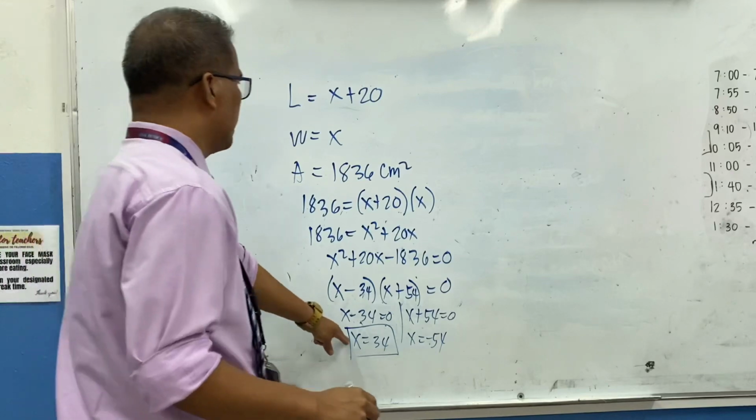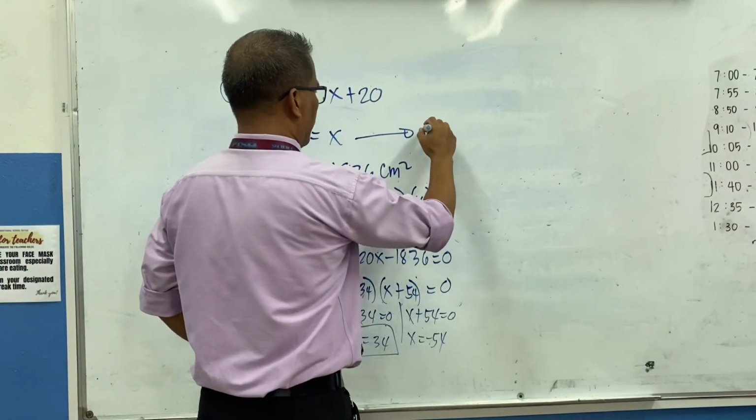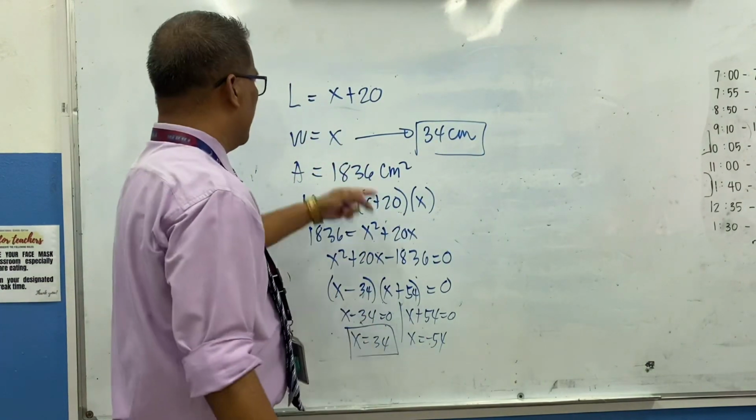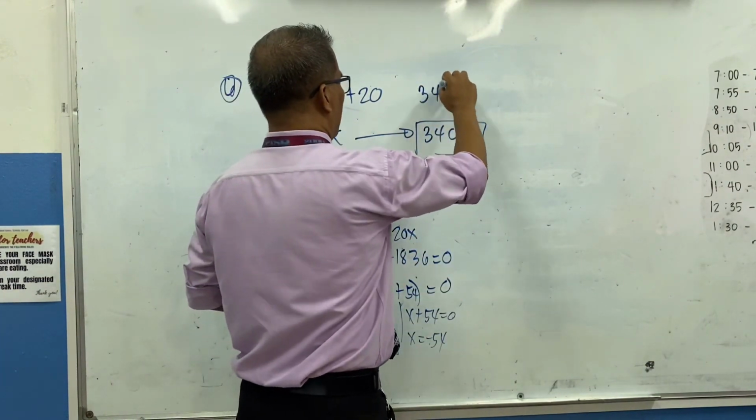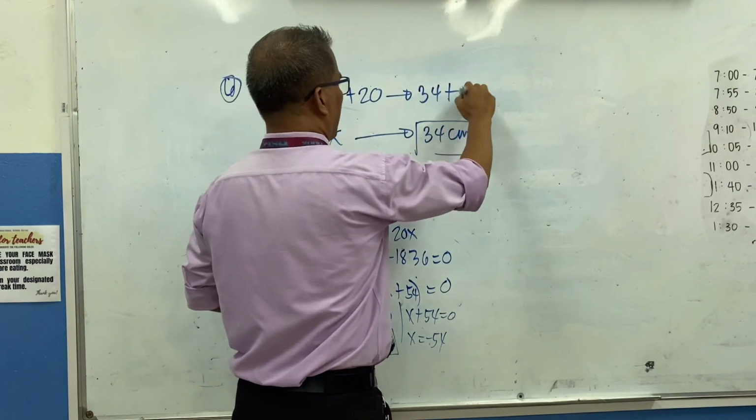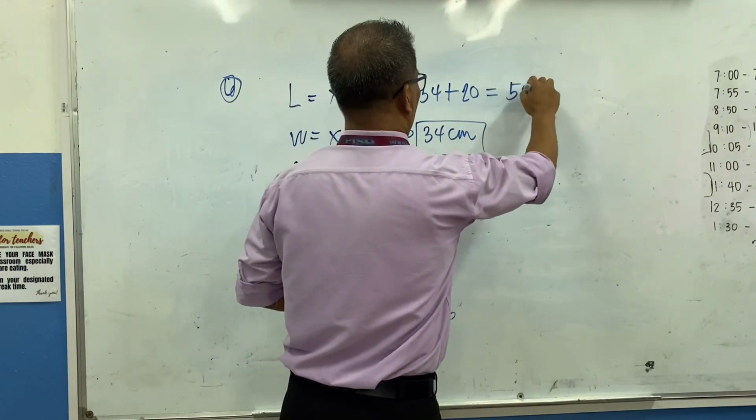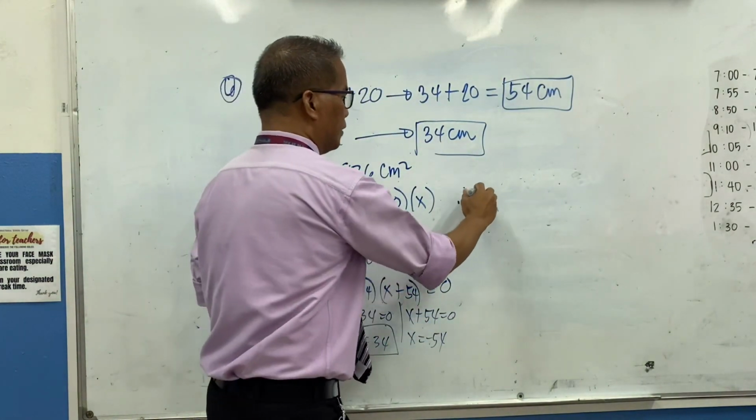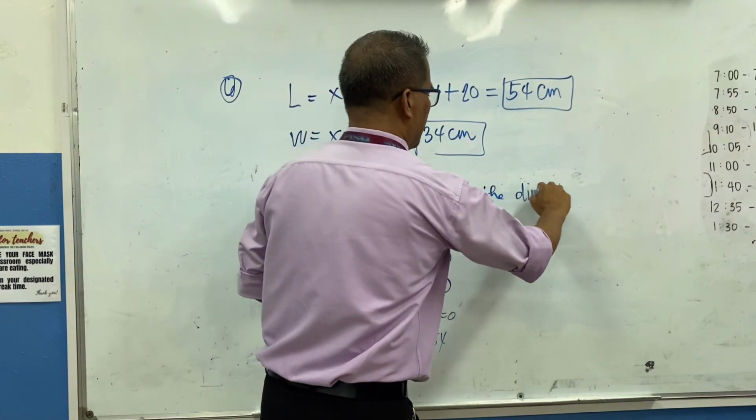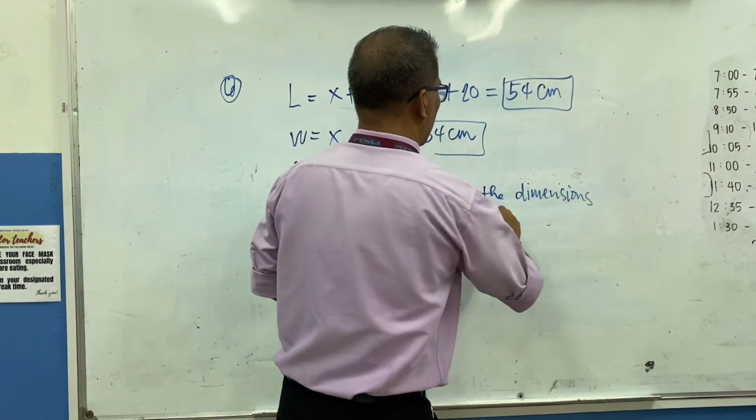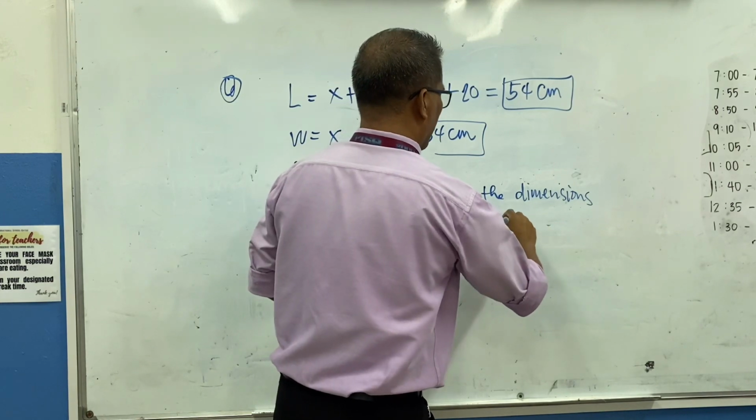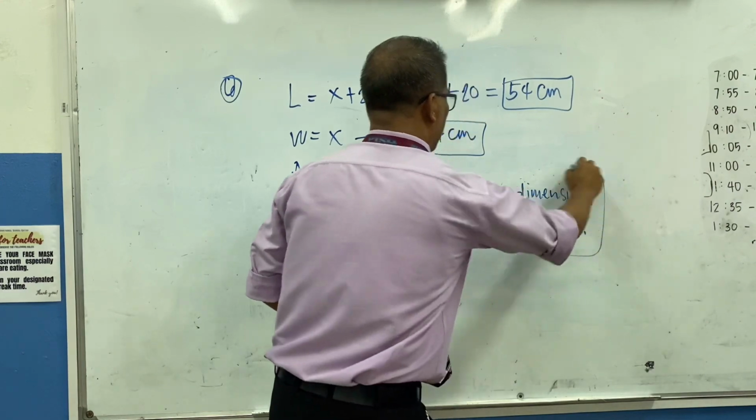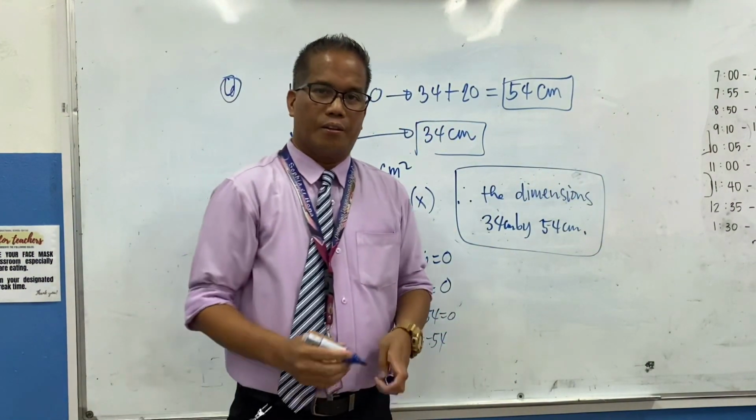Okay? So x equals 34, so the width is equal to 34 centimeters, while the length will be 34 plus 20. So we have now 54 centimeters. So therefore, the dimensions are 34 cm by 54 cm. Alright, so this is the answer for question number 6.